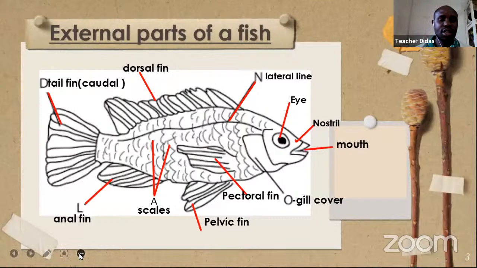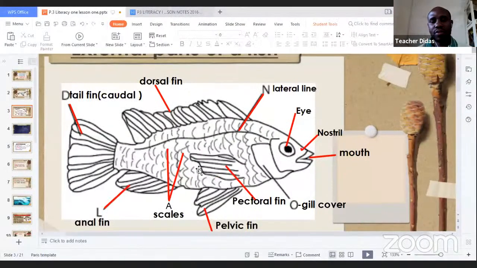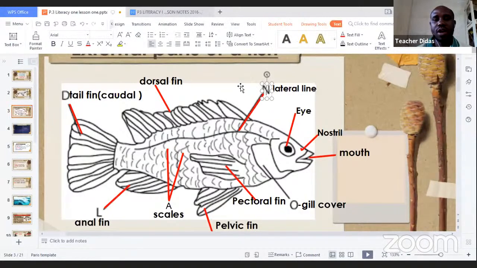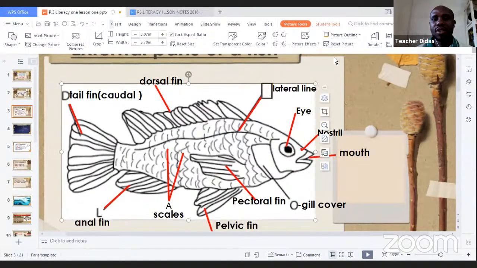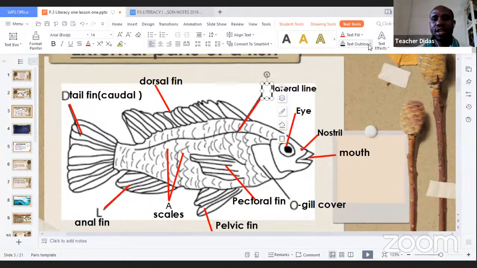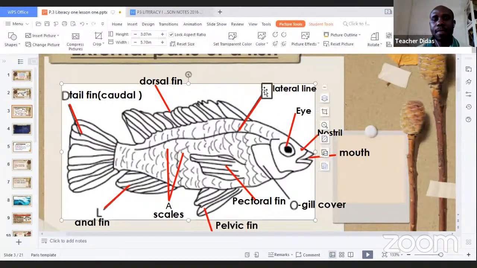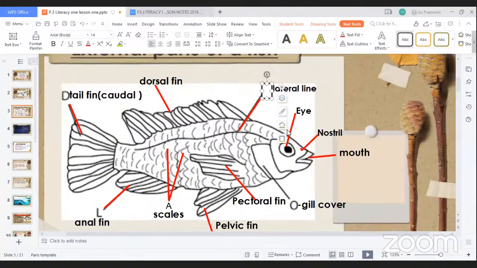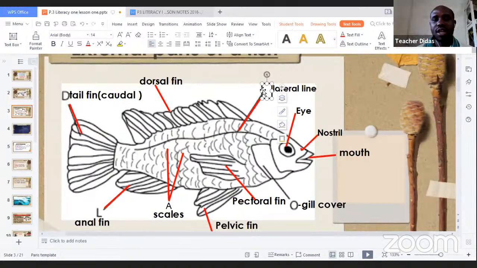So class, that's what I can explain about the fish. Since it is new to us, we shall be going through it one by one on a daily basis, such that we are able to understand them altogether. The one which is here is called the lateral line, and the use of the lateral line is that it helps it to sense danger. That's the most important part, called the lateral line.